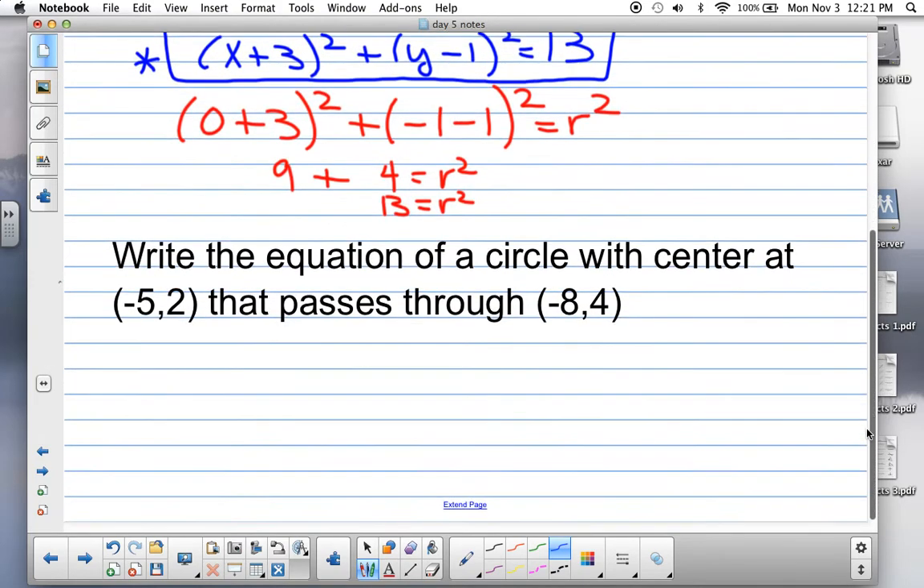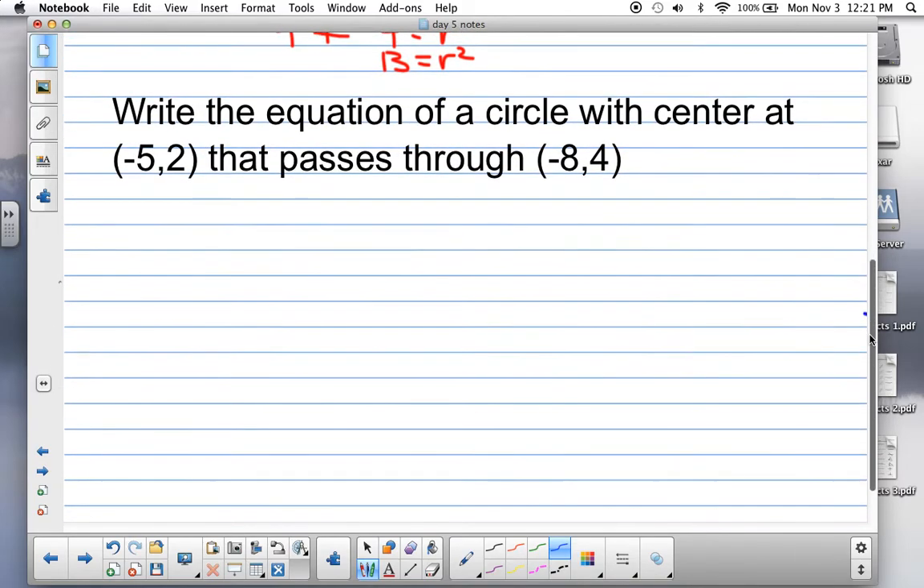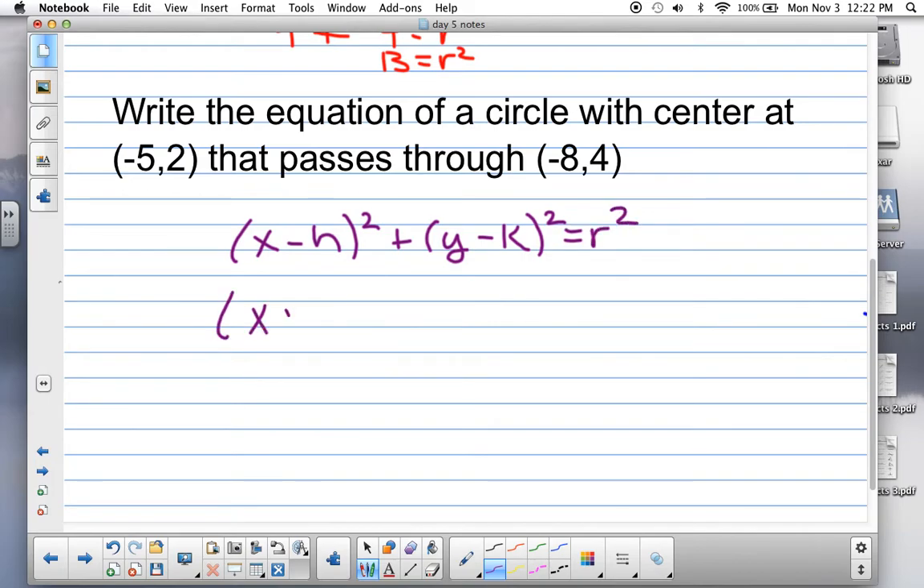Let's try one more example. Remember, feel free to back up the video or to pause if I'm going a little quick for you. Here we've got, write the equation of a circle with a center here that passes through that point. I would start with this kind of generic circle equation where h and k refer to the center points. So I'm going to have x plus 5 and y minus 2.